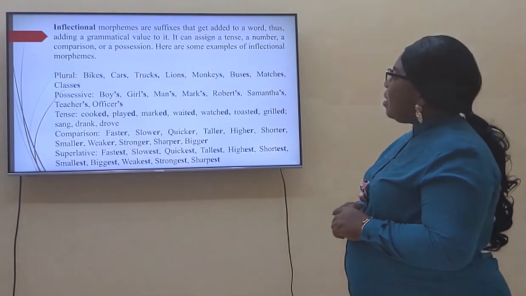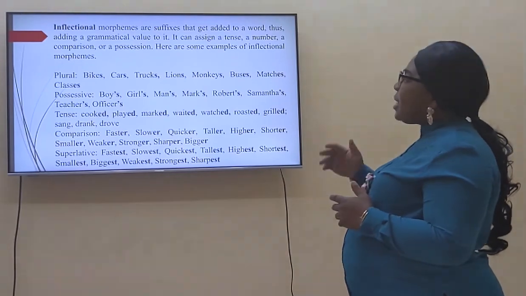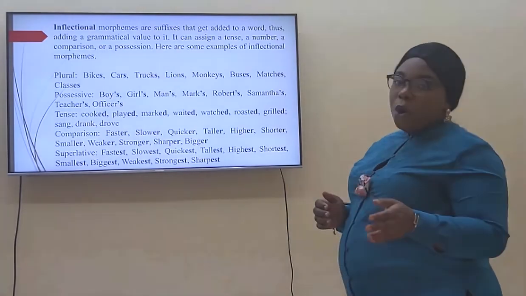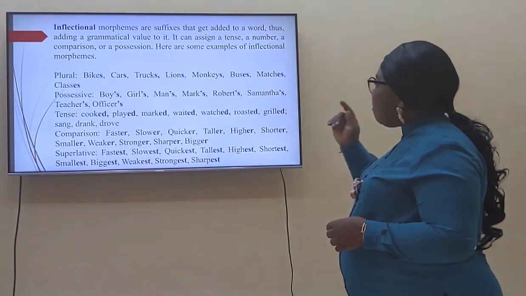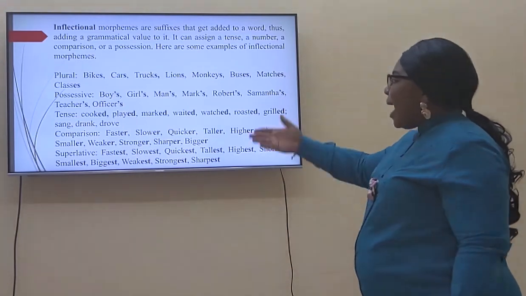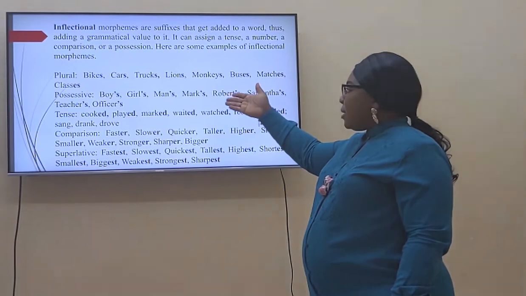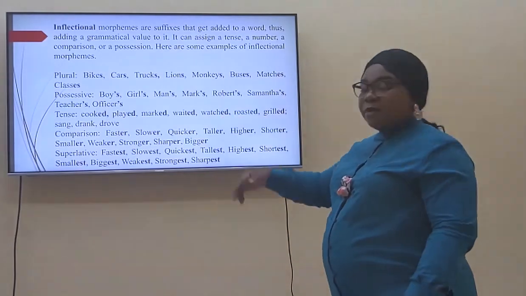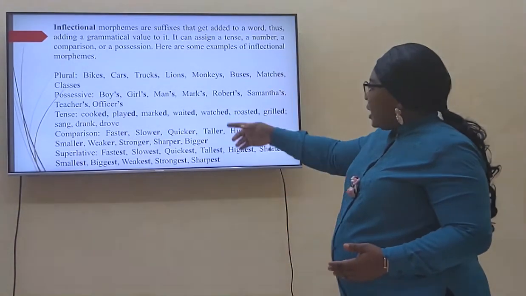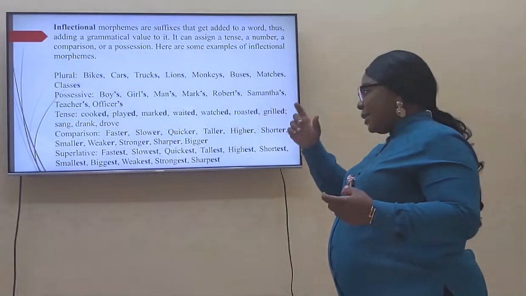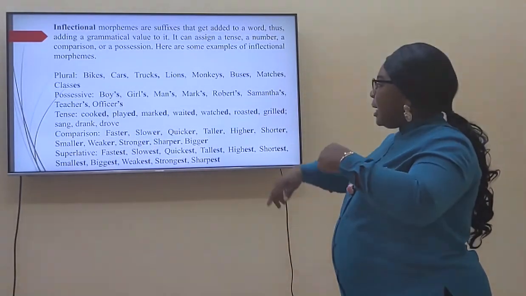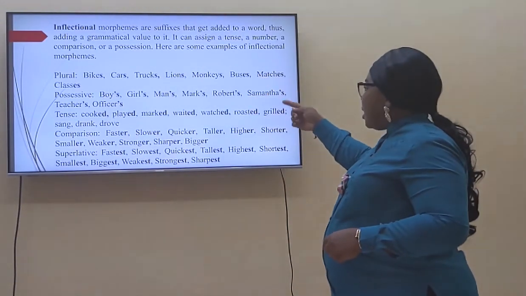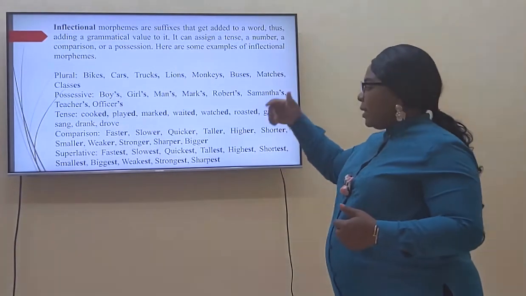Now we have inflectional morphemes, which are suffixes that get added to a word, thus adding a grammatical value to it. You can assign a tense, a number, a comparison, or a possession. Here are some examples of inflectional morphemes. Plurals, we have bikes, cars, trucks, lions, monkeys, buses, matches, classes. That's for plural, just the S. Okay? The next one, possessive, we have boy's, first, the apostrophe and the S. Girl's, the apostrophe and the S. Man's, Max's, Robert's, Samantha's, teacher's, office's.